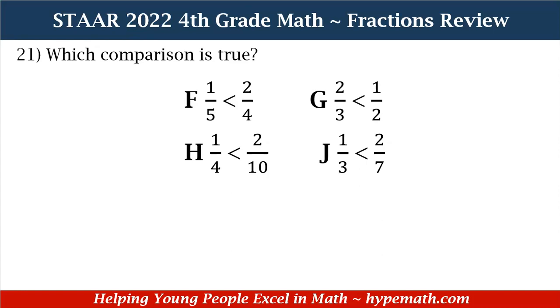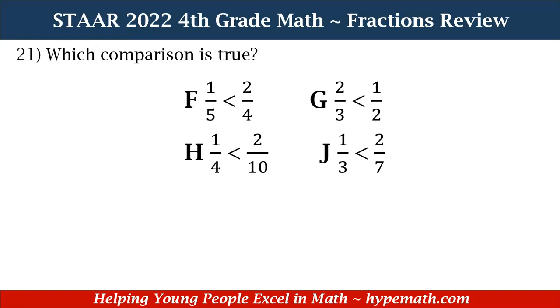Which comparison is true? Is it F, 1/5 is less than 2/4? G, 2/3 is less than 1/2? H, 1/4 is less than 2/10? And J, 1/3 is less than 2/7?